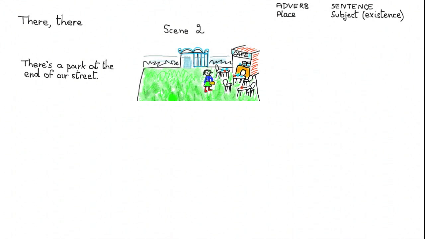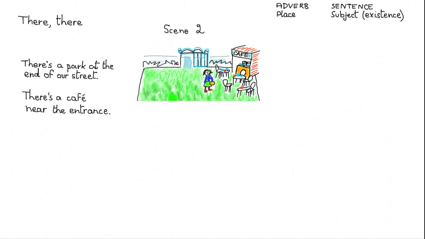And as you can see in the picture, there's a cafe, there's a woman, and some tables and chairs. So I'll write here, there's a cafe. There's a cafe near the entrance. There's a cafe near the entrance. So the pronunciation is different from the pronunciation in the previous scene.